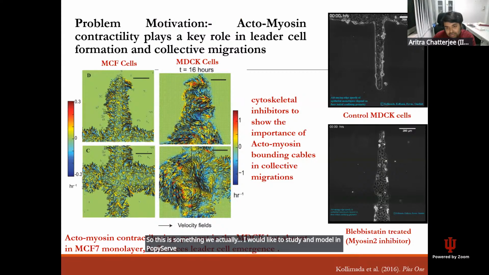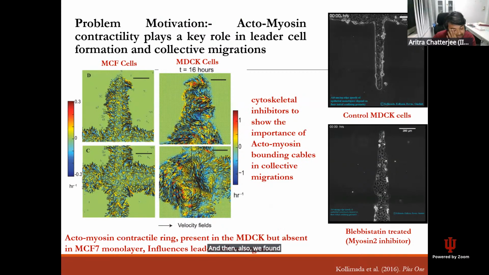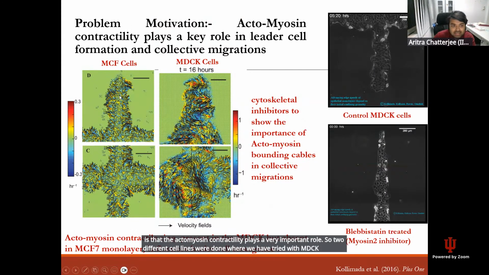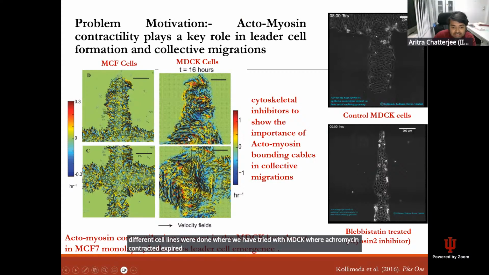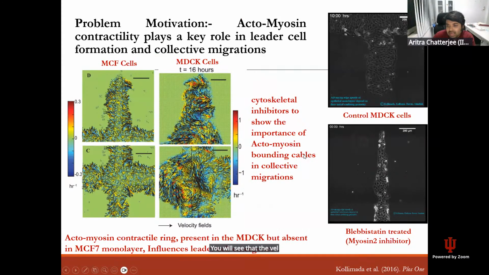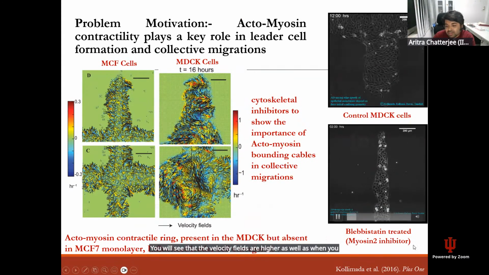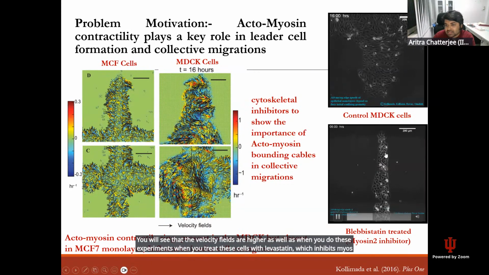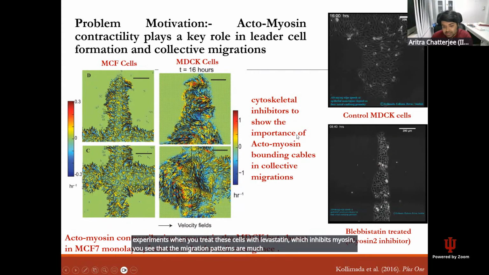And then it was also found out by my ex-lab mates who worked on this that actomyosin contractility plays a very important role. So two different cell lines were used, where we have tried MDCK, where actomyosin contractility is higher than MCF. You see that the velocity fields are higher, and when you do these experiments where you treat these cells with blebbistatin, which inhibits myosin, you see that the migration patterns are much, much less as compared to control cells.